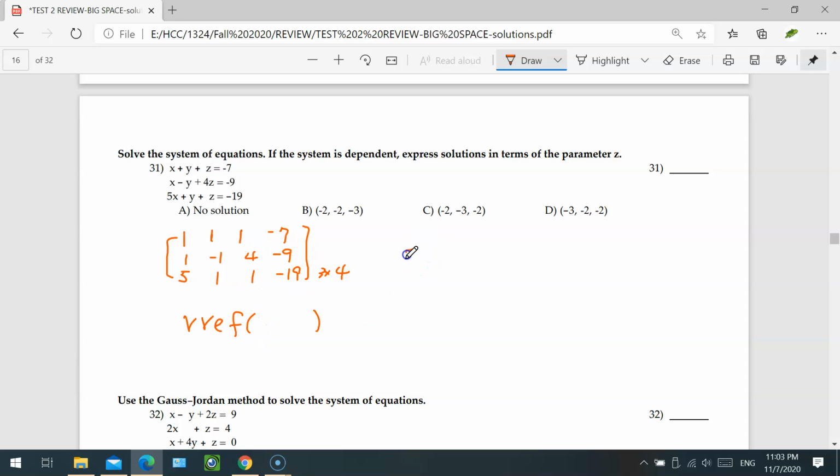It gives the result 1, 0, 0, negative 3, 0, 1, 0, negative 2, and 0, 0, 1, negative 2. So the result here tells us x equals negative 3, y equals negative 2, and z equals negative 2. So you should go with option D.